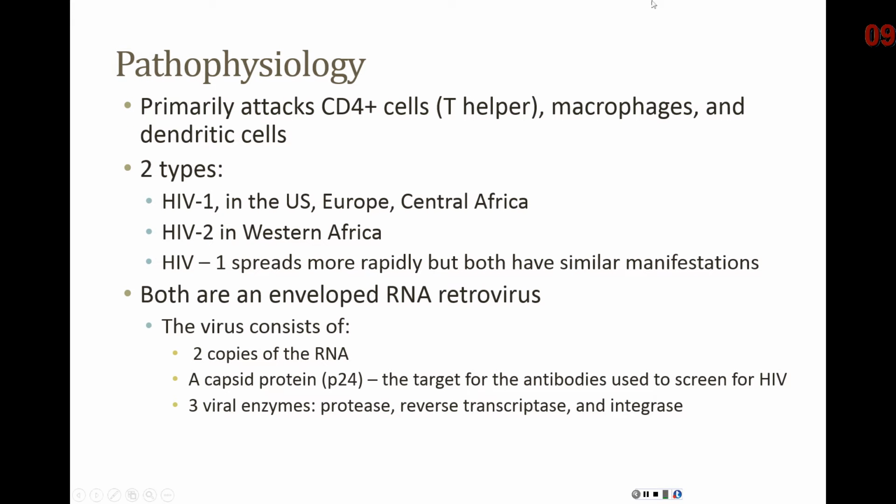So what is the pathophysiology? What exactly does HIV do? Well, its primary attack is the CD4 helper T cells, but it also attacks macrophages and the dendritic cells. And dendritic cells act as antigen-presenting cells. Hopefully you know that from AMP2 as well.